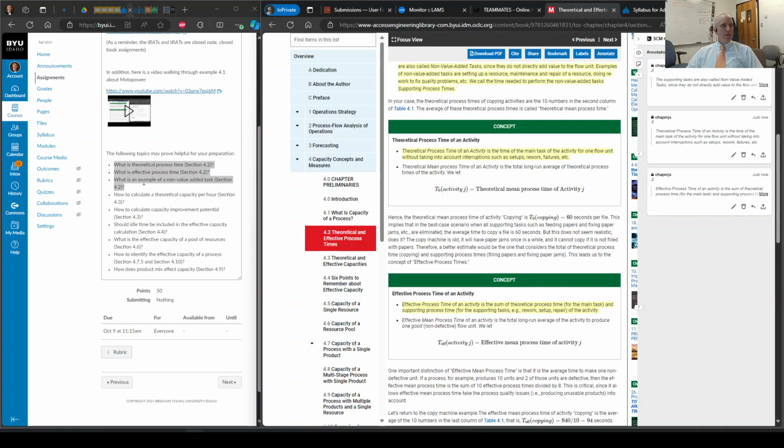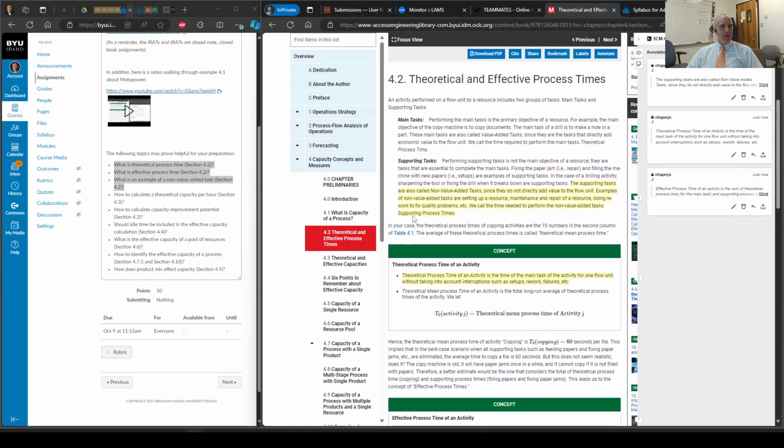Third question, what is an example of a non-value added task? That's actually a little bit higher here, talking about supporting tasks. Here are some examples. Setting up a resource, maintenance and repair, doing rework to fix quality problems, etc. These are non-value added tasks.